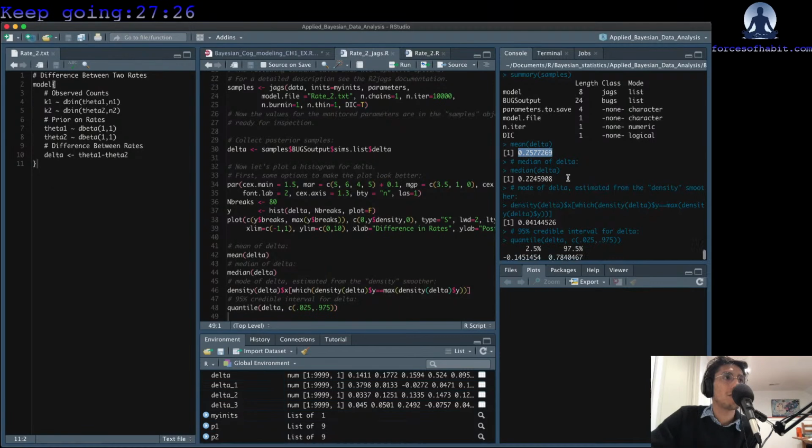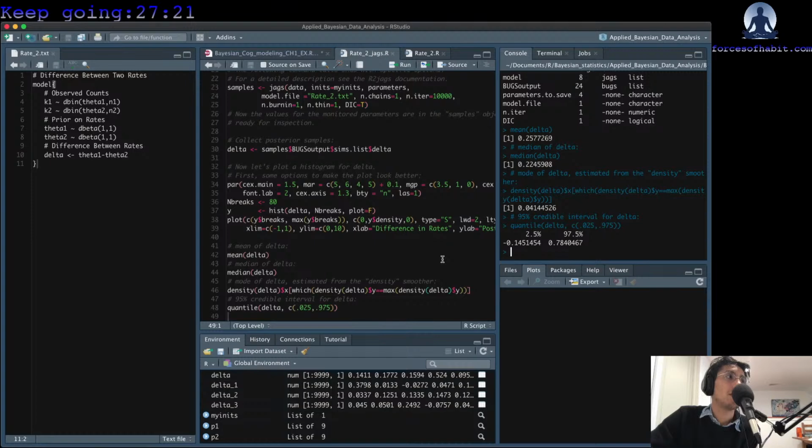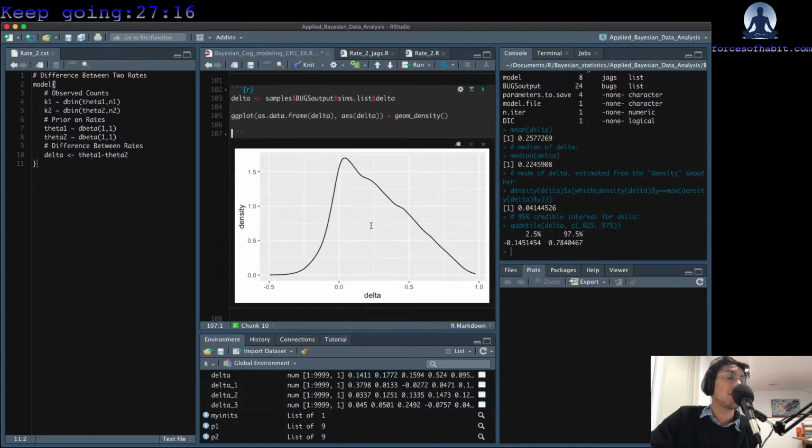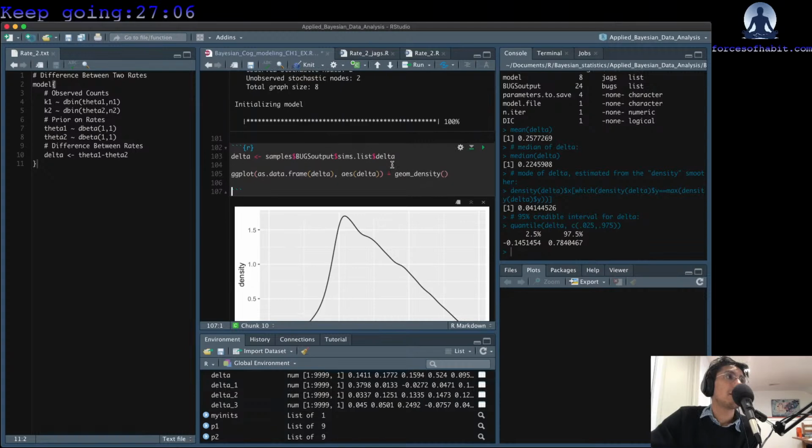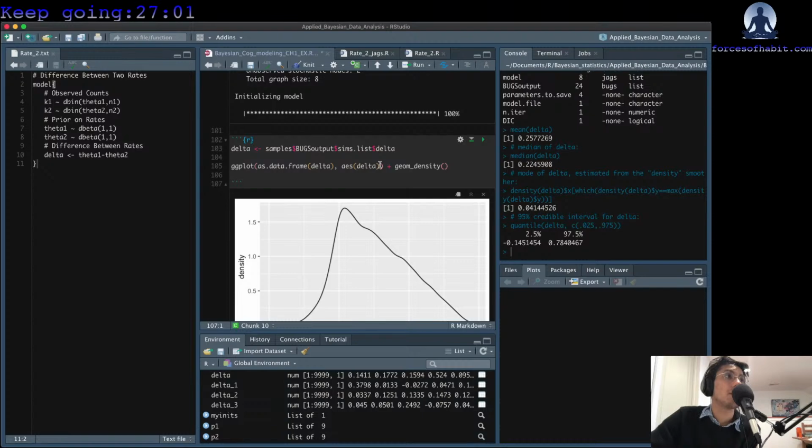But we have to be cautious of this because of what we're seeing here in the credibility interval. So this really changes our beliefs about whether we're actually seeing an effect, or effect here being the difference between the two rates. Yeah.